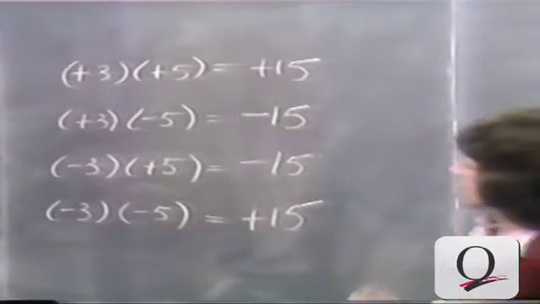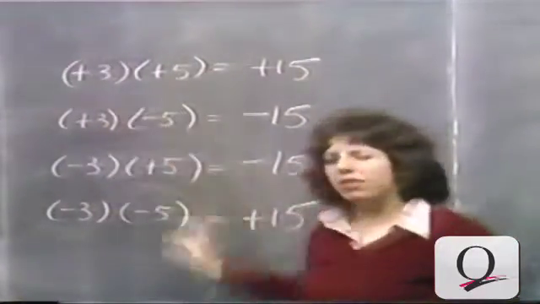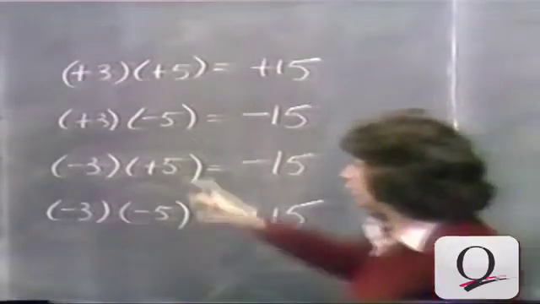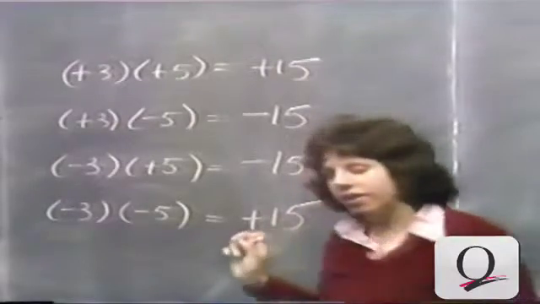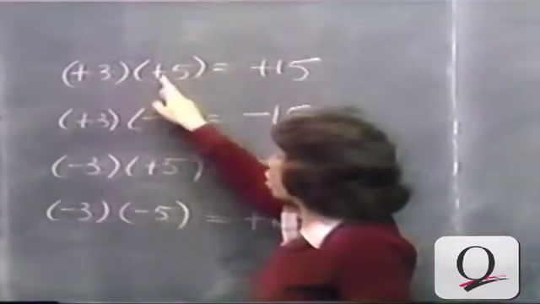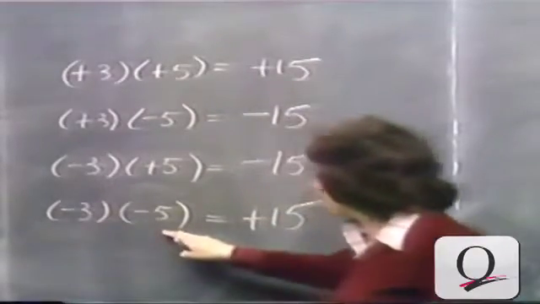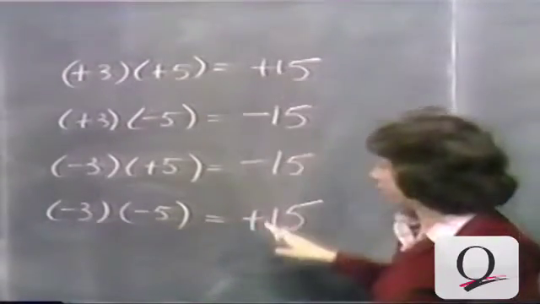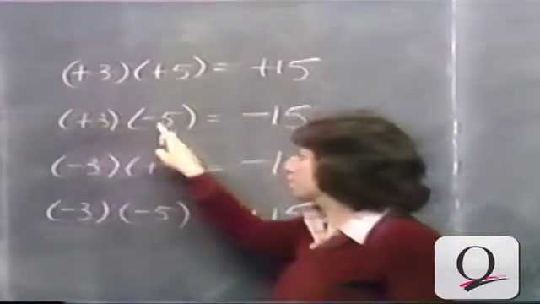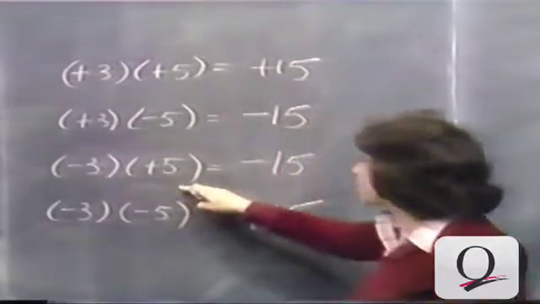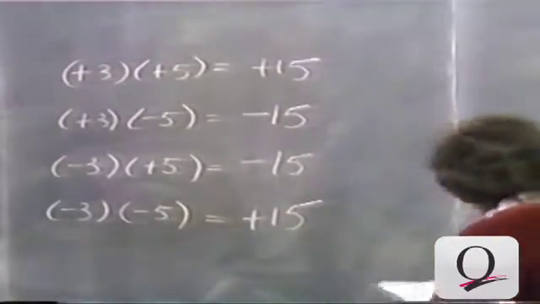And the rule is this. Forget about the signs. Block out the signs. Multiply the numbers as if they were natural numbers. Of course, in each case, you would get 15, 3 times 5. Then, if the signs are the same, either plus times plus or minus times minus, then the answer is positive. If, however, the signs are opposite, a plus times a minus or a minus times a plus, then the answer is negative. Let's write this rule down.